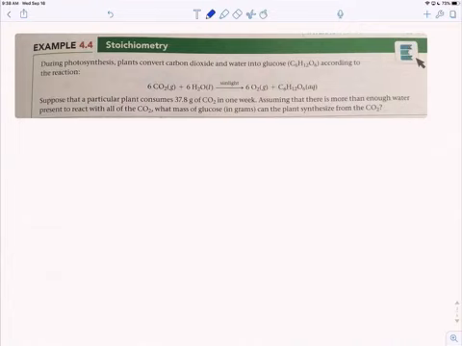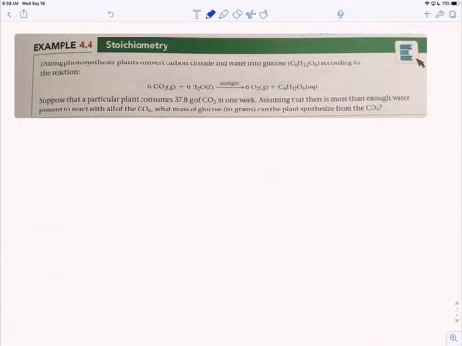So during photosynthesis, plants convert carbon dioxide and water into glucose by this reaction: 6 carbon dioxides plus 6 waters, with a photon from the sun, forms 6 oxygens plus 6 glucose sugars. Suppose a particular plant consumes 37.8 grams of carbon dioxide in 1 week. Assuming there's more than enough water to react with all the CO2, what mass of glucose in grams can the plant synthesize from CO2?